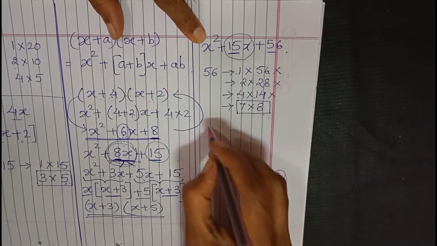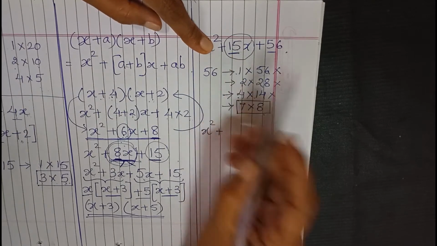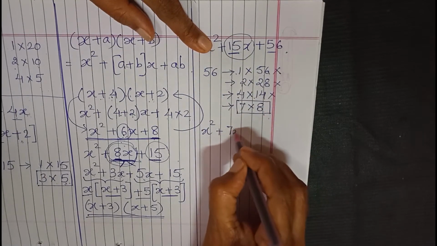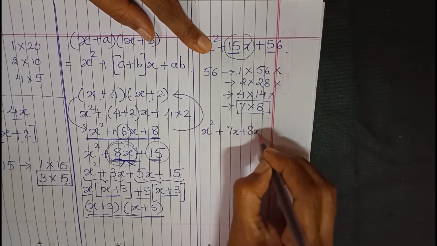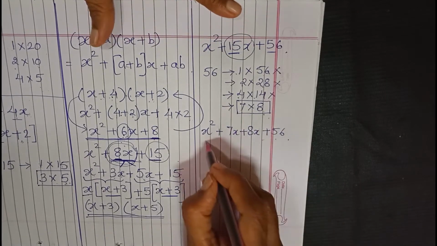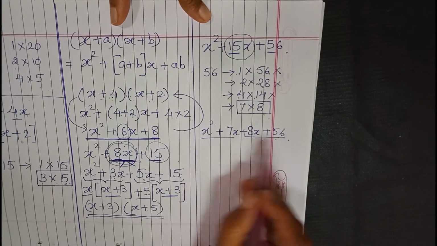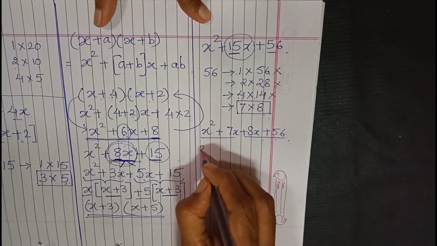So how do we do this? We write x square as it is. Now this 15x, the middle term, we will split into two: 7x plus 8x, and the last term 56 we write as it is again. So now instead of 3 terms we have got 4 terms. So we can take two terms at a time and open the bracket.